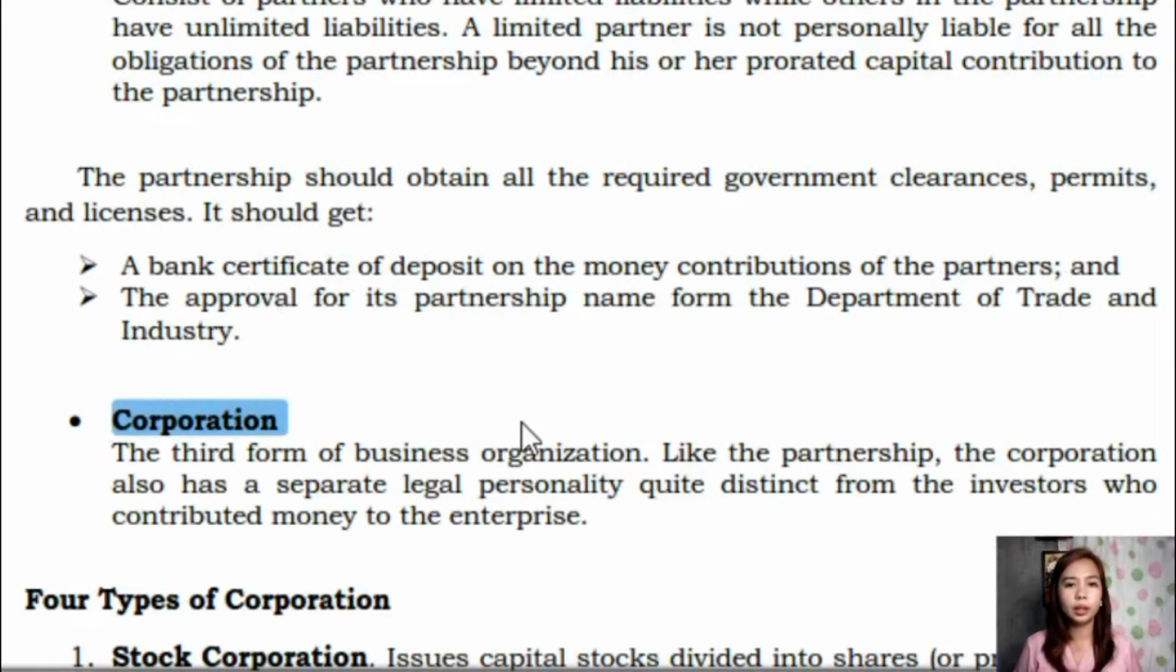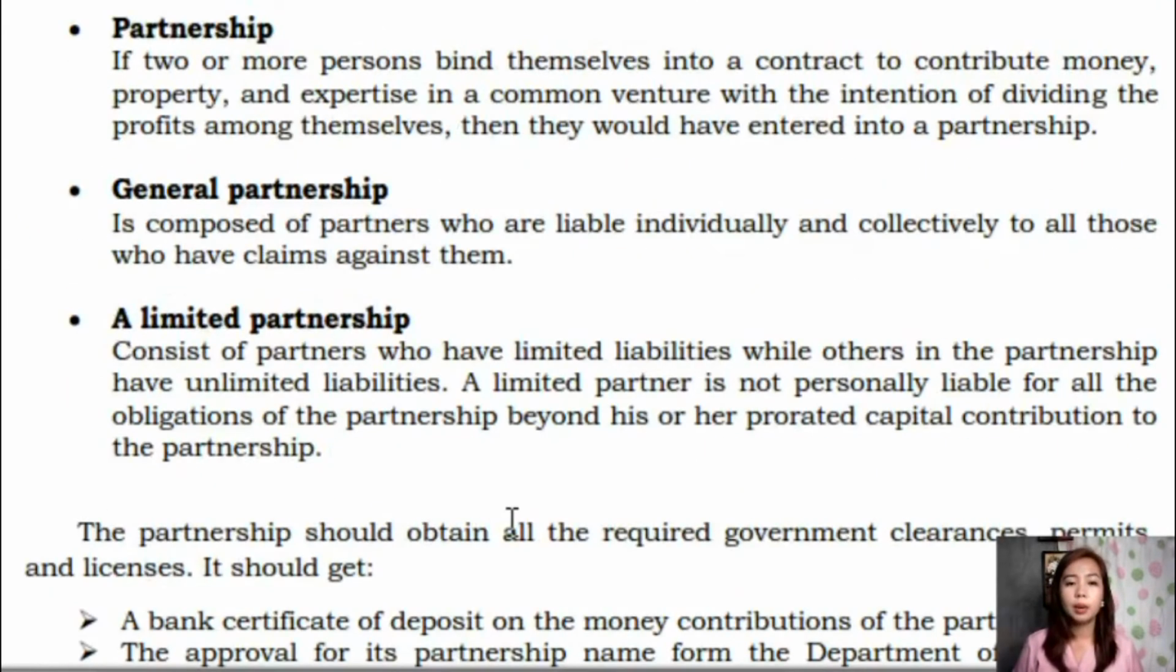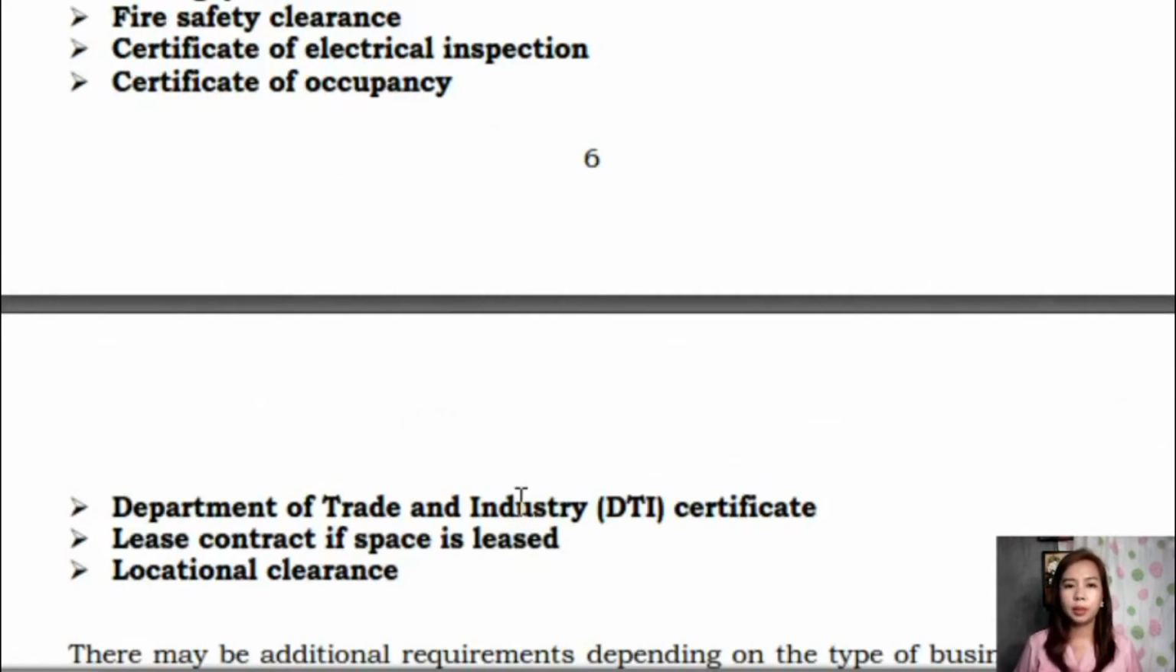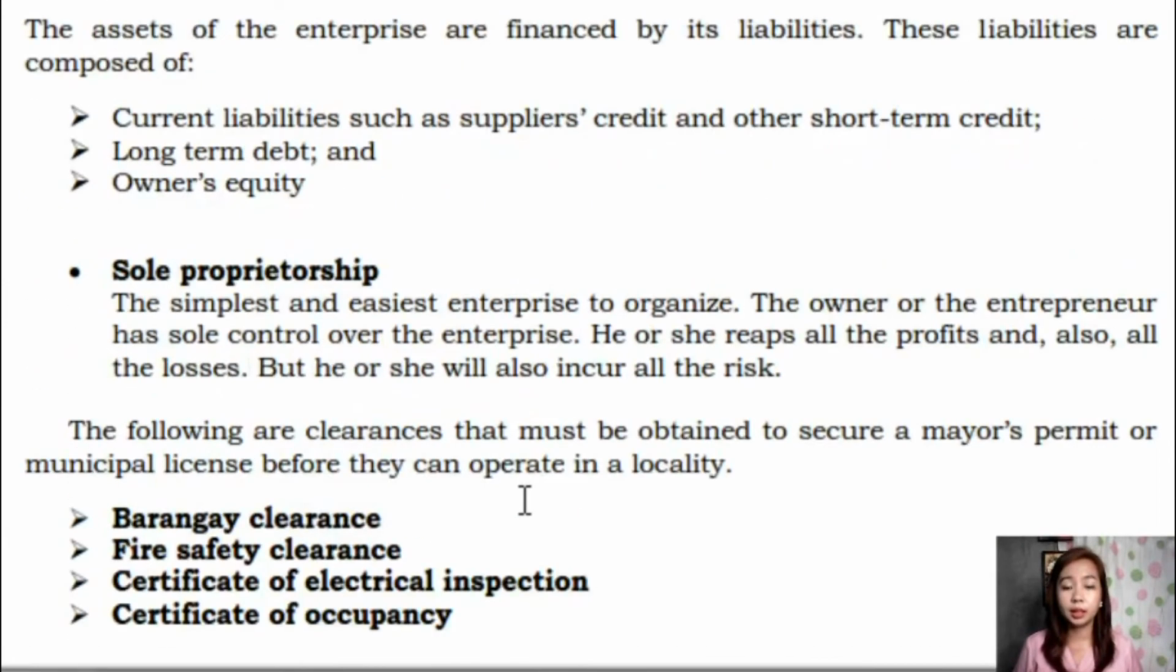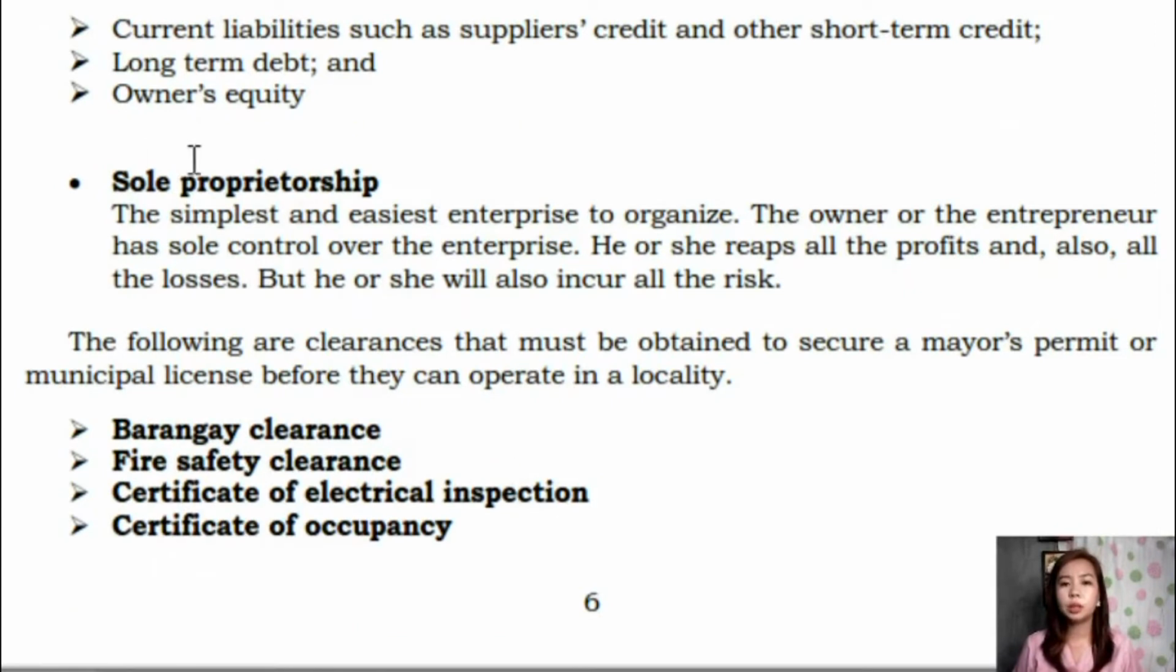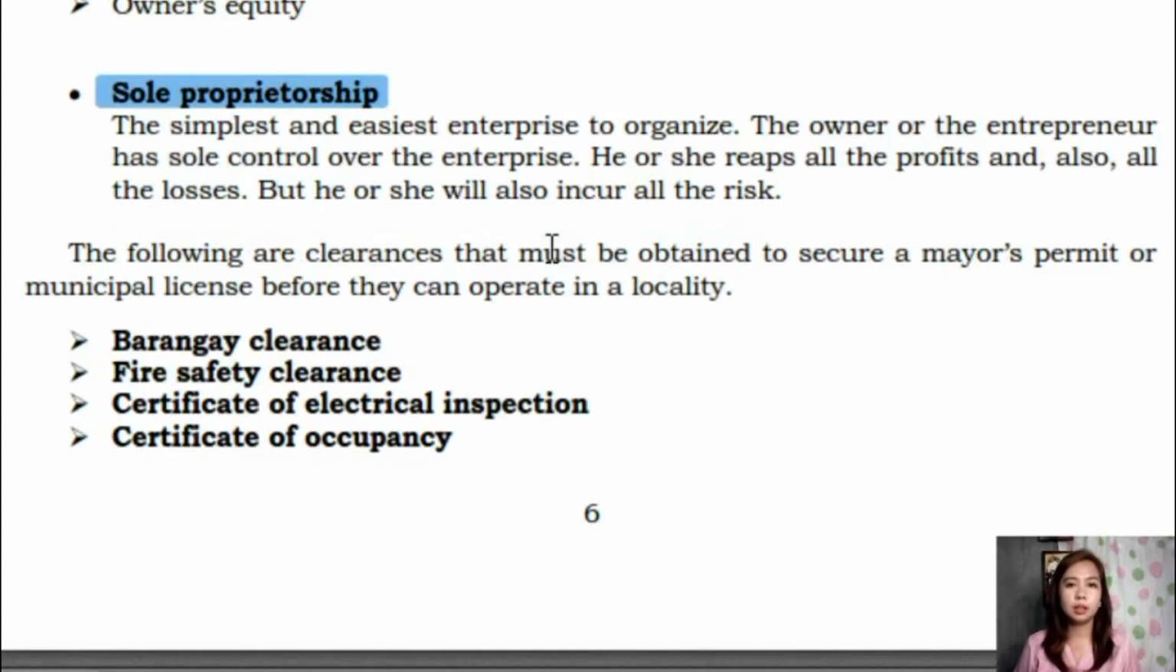Okay? So, yun yung ating magiging types of businesses na posibleng gamitin. But as you go through your studies, medyo madadagdagan ito. But for now, let's just focus on these three. So, first, the sole proprietorship. The simplest and easiest enterprise to organize.